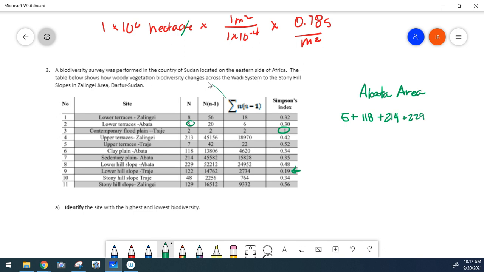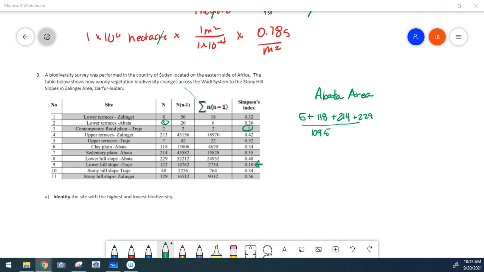So we add that up and divide by 1095. Okay, and the 1095 is the total number in the survey. All right, so if we do that, let me punch that in. You get 566 over 1095, and so 0.52.